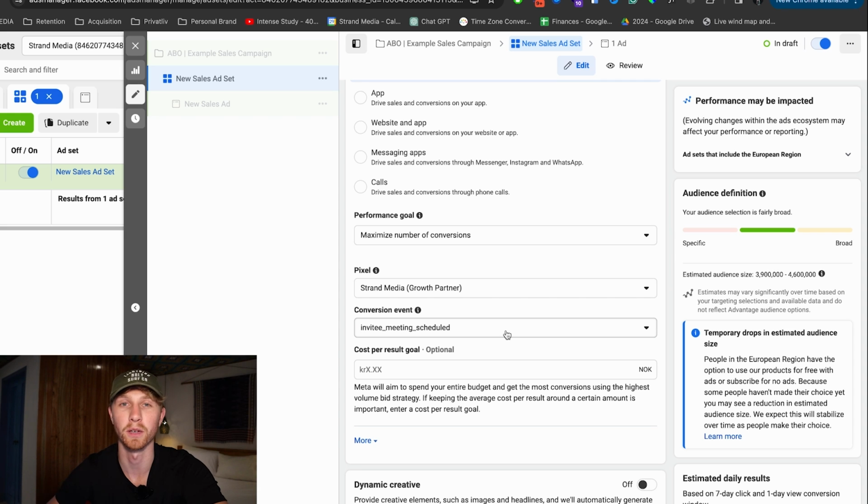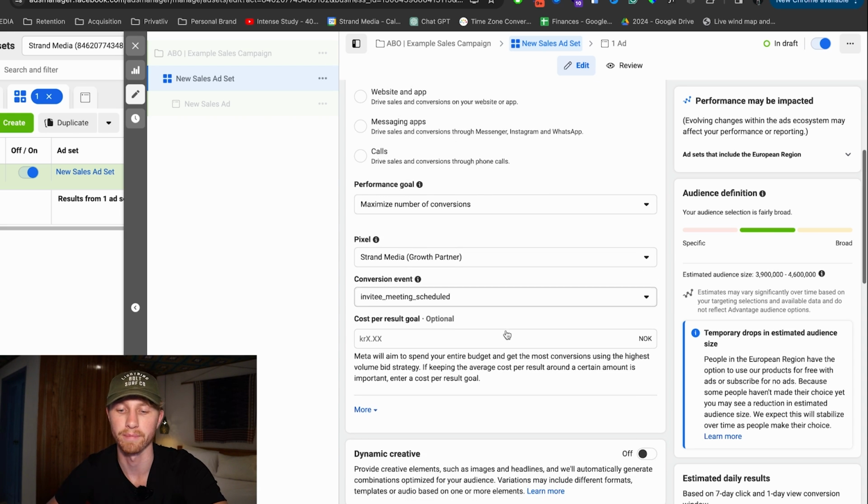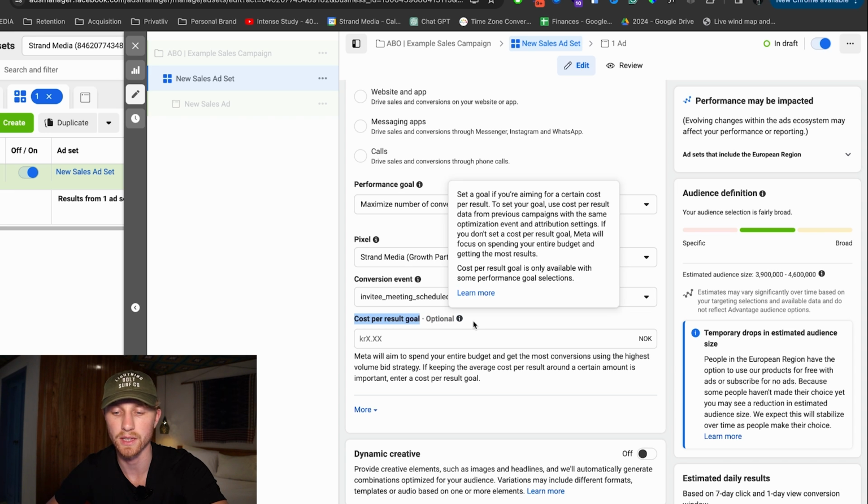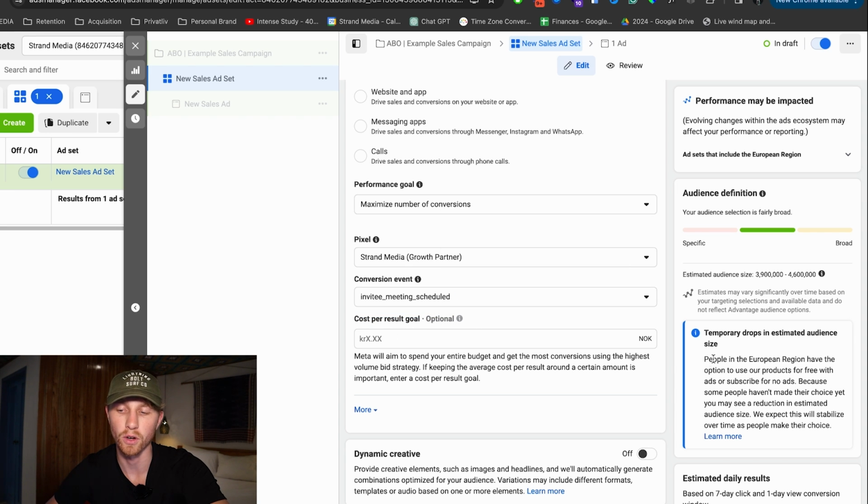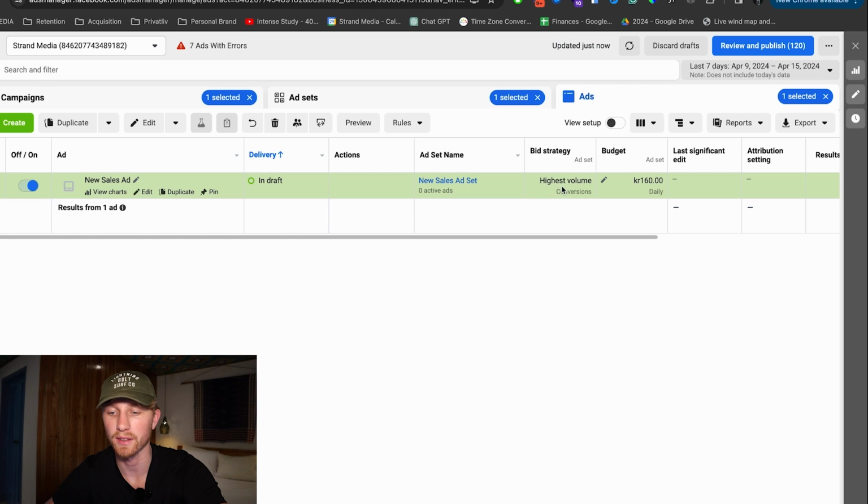I just have a bit of a different objective than what most advertisers have because I'm running a marketing agency. As you can see under here, you have cost per result goal, and you can also see that this one is optional. Now, if you leave this one open and you go ahead and publish the whole campaign, as you can see here under bid strategy, right now, by default, I have the highest volume bid strategy.